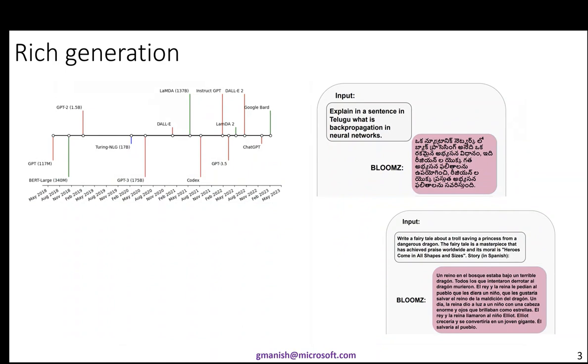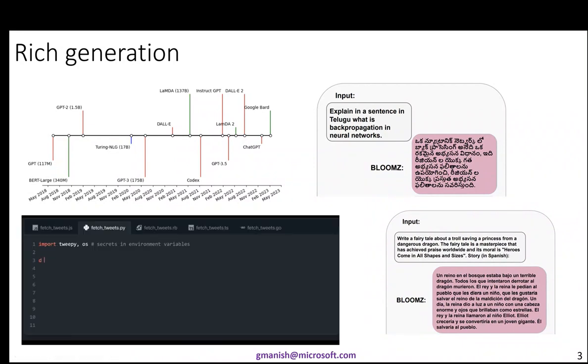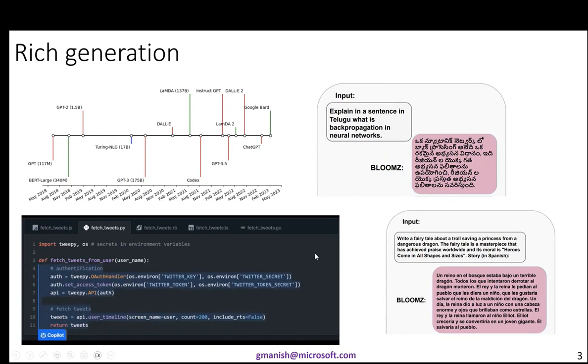Besides text, a lot is happening in this space, which also has to do with multilingual text. For example, explain in a sentence in Telugu what is backpropagation in neural networks. Thanks to these large language models, we can now generate multilingual text, or write a fairy tale about a troll saving a princess from a dangerous dragon. Lots of tasks are possible. Multilinguality is possible. And not just that, similar models are also used to generate code in GitHub Copilot.